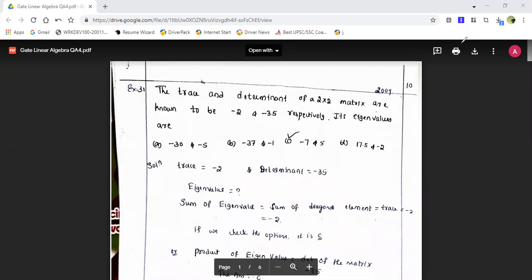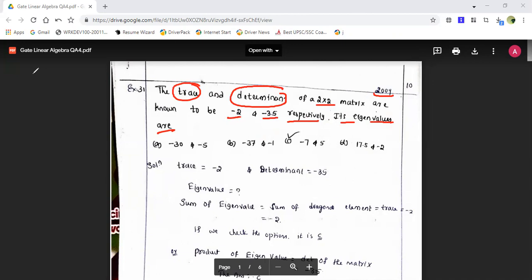So, today we will start with the next examples on linear algebra. This example appeared in 2009. The trace and determinant of a 2 cross 2 matrix are known to be minus 2 and minus 35 respectively. Its eigenvalues are, so they have given us the value of the trace of the matrix and the value of the determinant of the matrix, and they're asking us to find out its eigenvalues.